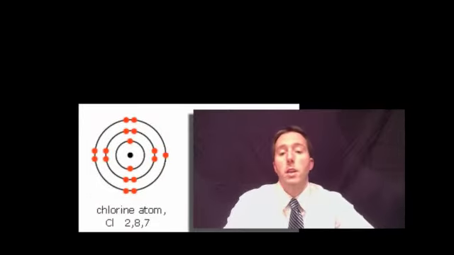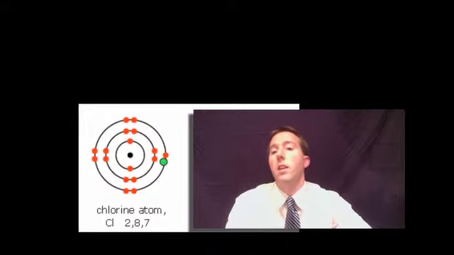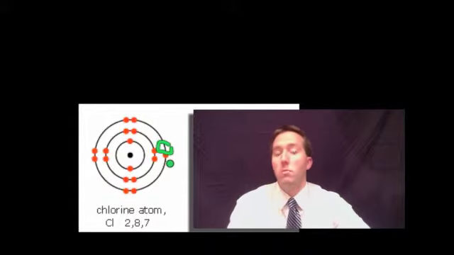Another example over here is chlorine. So here's a chlorine atom. It's got 2 electrons in the first shell, 8 in the second shell, and 1, 2, 3, 4, 5, 6, 7 electrons in its third shell. A normal chlorine atom has 17 electrons and 17 protons in the middle, and it really badly just needs 1 extra electron here. If it gets 1 extra electron, it will then have 8 electrons in its most outer shell.